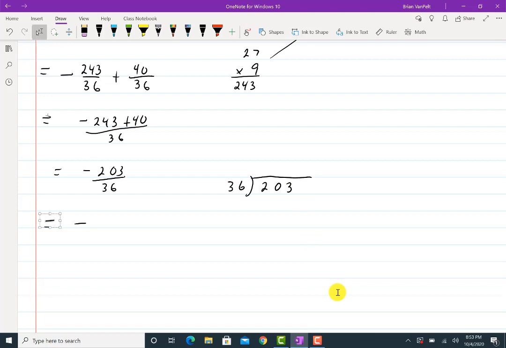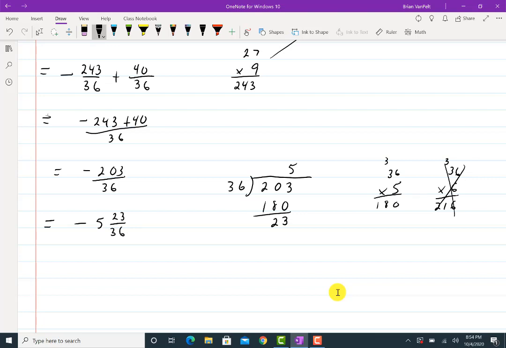I believe if you do 6 times 36, it's too much, I believe. Yeah, that's too much. So I'll have a 5 with a remainder of 23. So negative 5 and 23 over 36.